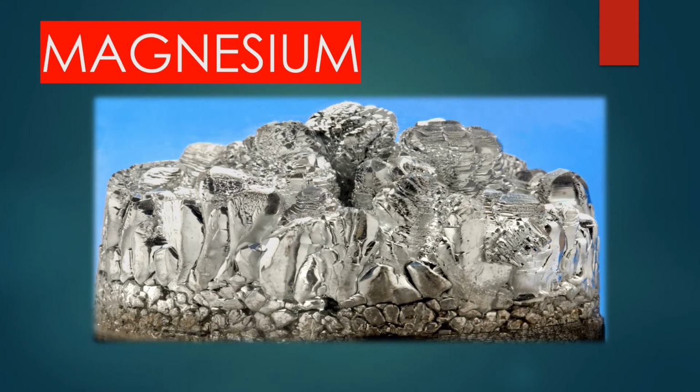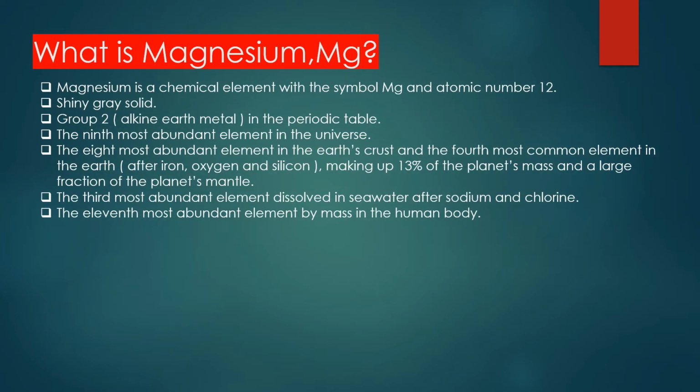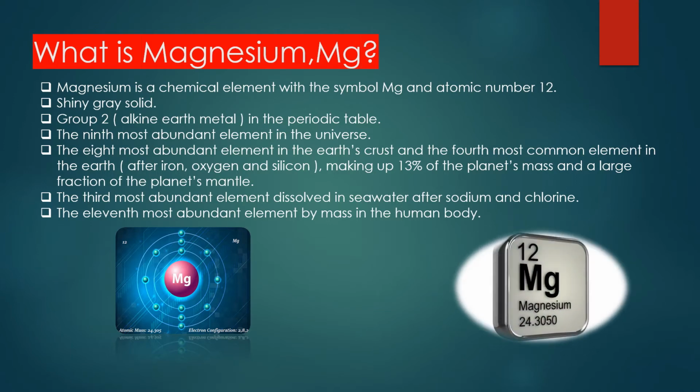Magnesium. What is magnesium? Magnesium is a chemical element with symbol Mg and atomic number 12. It is a shiny gray solid which bears a close physical resemblance to the other five elements in the second column, which is group 2 or alkaline earth metals in the periodic table. All group 2 elements have the same electron configuration in the outer electron shell and a similar crystal structure.